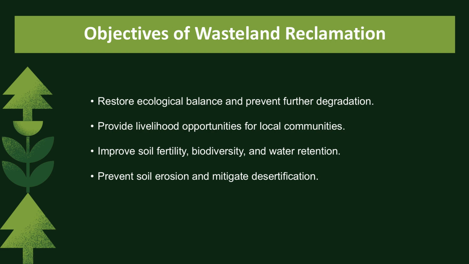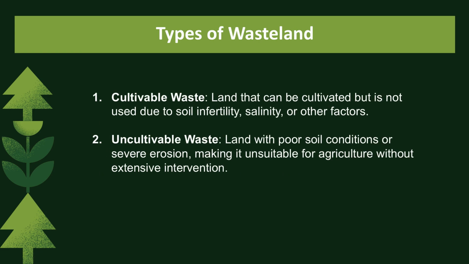The main goals of wasteland reclamation are to bring back ecological balance, prevent further land degradation, and create productive land that benefits both people and nature. By improving soil quality and water retention, reclaimed lands can become suitable for agriculture or natural habitats. Once again, there are two main types of wasteland: cultivable waste, which includes land that could be farmed with some treatment, and uncultivable waste, which is severely degraded land requiring significant efforts to restore. Understanding these types helps us determine the best strategies for reclaiming each area.